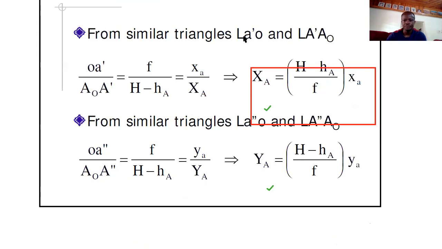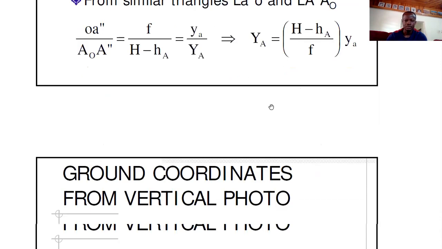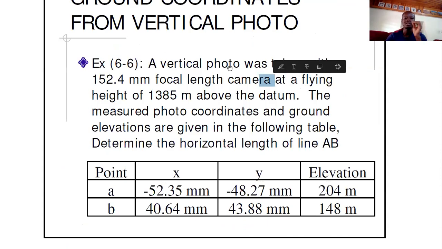Given a set of values, we should be able to calculate the ground coordinate. Let's look at this example. In this example, a vertical photo was taken with a 152.4 millimeter focal length camera at a flying height of 1,385 meters above the datum. So flying height has been given to you above a certain datum.